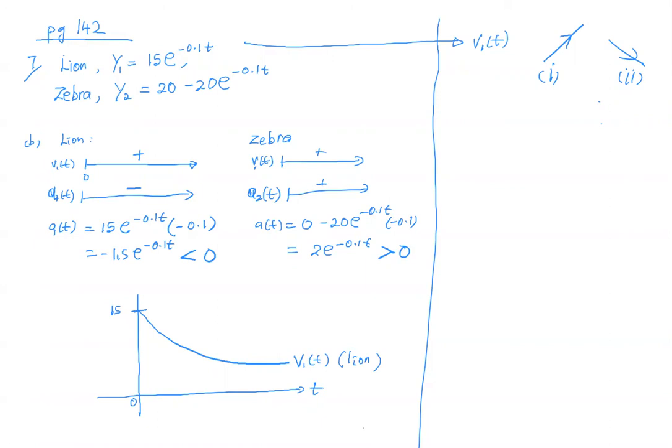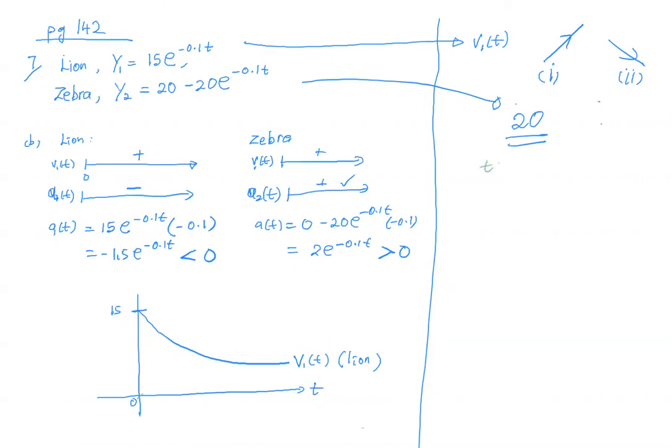Okay, how about the zebra? So it's going up, correct? But is there an upper limit? There is an upper limit. The upper limit is 20, correct? So I'm going to draw for the zebra. The zebra starts from 0. Am I right?